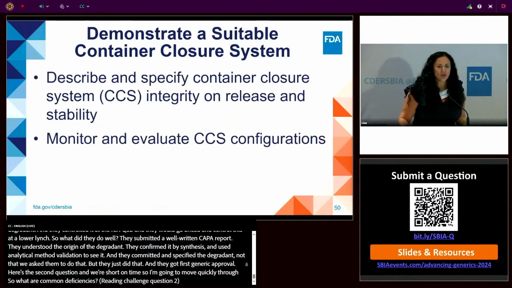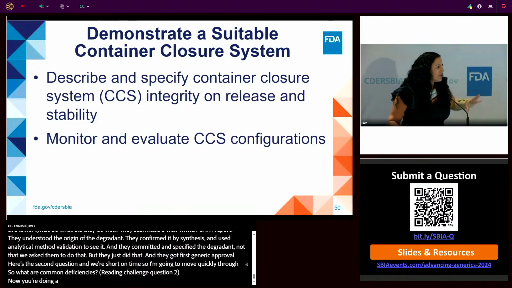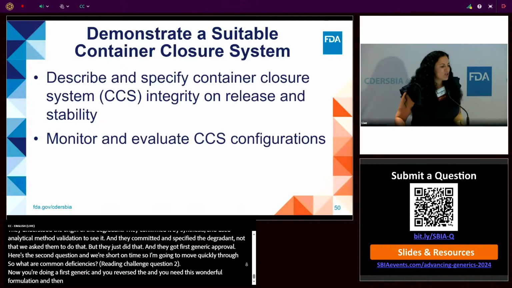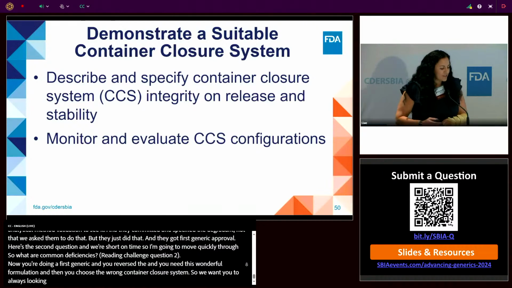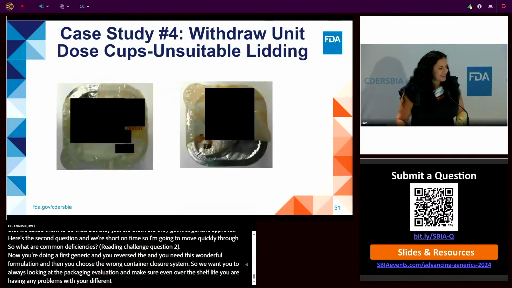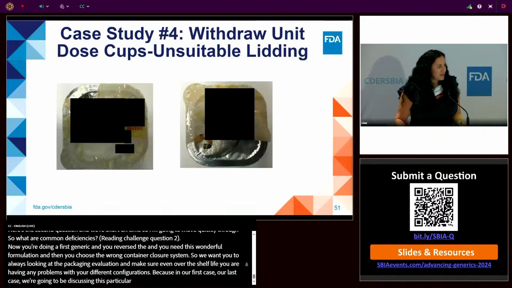So moving right on, now you're doing a first generic and you reverse engineer the RLD, you know what's going on, everything's so wonderful. You made this wonderful formulation, and then you choose the wrong container closure system. So we want you always to look at the packaging evaluation and make sure that even over the shelf life you are not having any problems with your different configurations. Because in our first case, and our last case, we're going to be discussing this particular picture here, which is 1,000 words. This seal was not appropriate for this single-use unit.